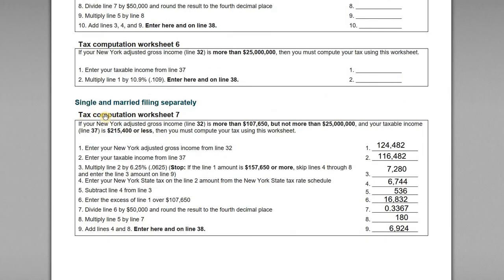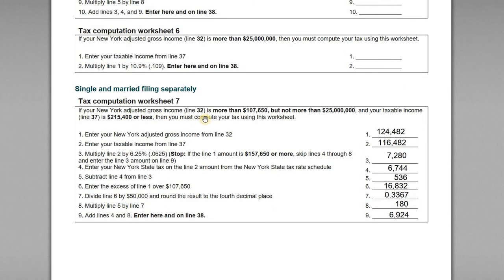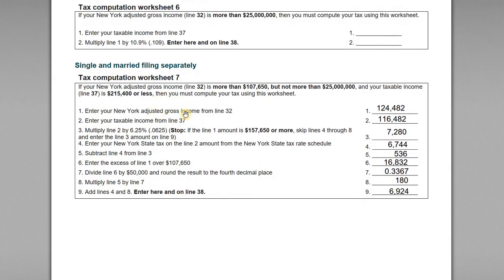Worksheet 7, right? So single filers, if our New York AGI on line 32 is more than 107,650 but not more than 25 million, and our taxable income is 215,400 or less, right? So this is where we live here. We need the worksheet number 7. So you can see I've already pre-populated the numbers to make this easier, a little faster going through it.